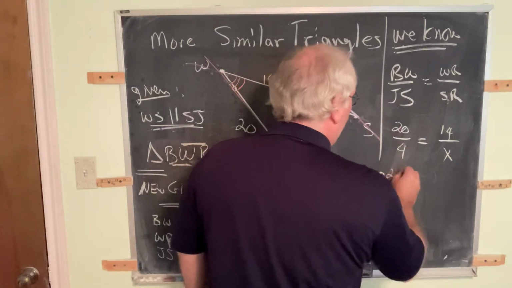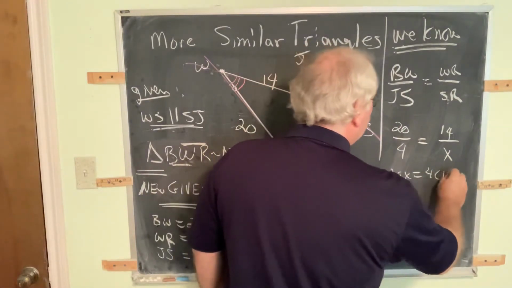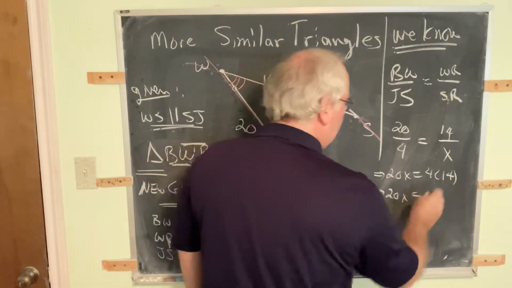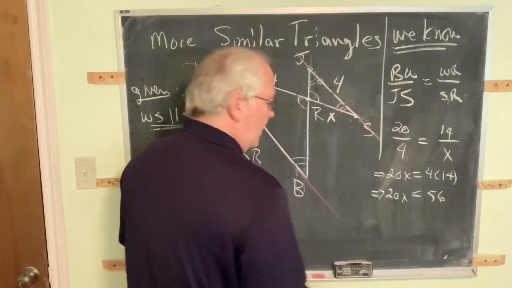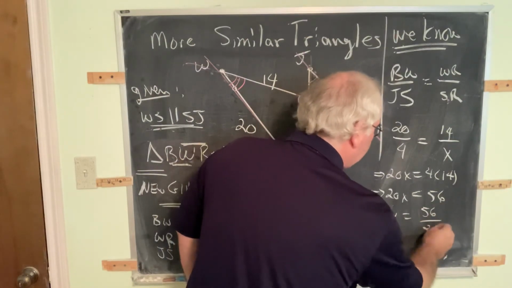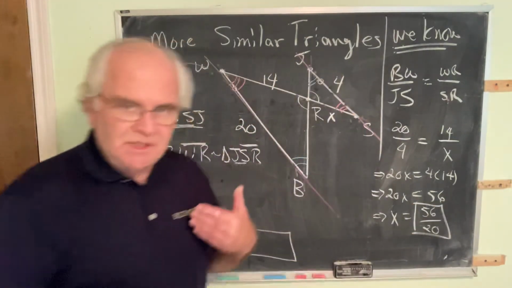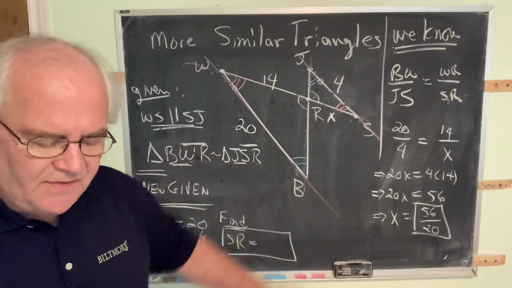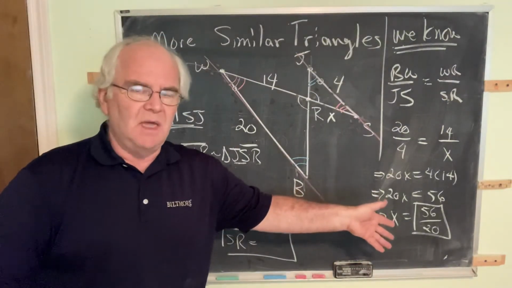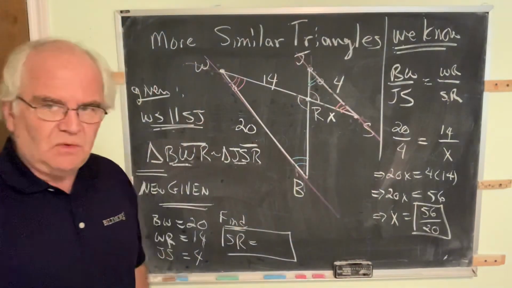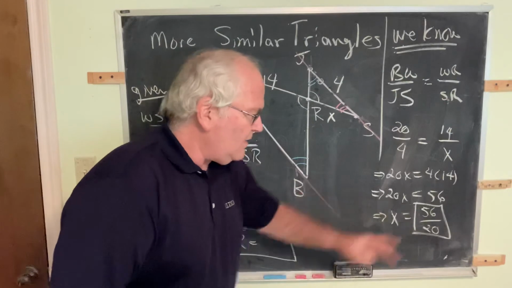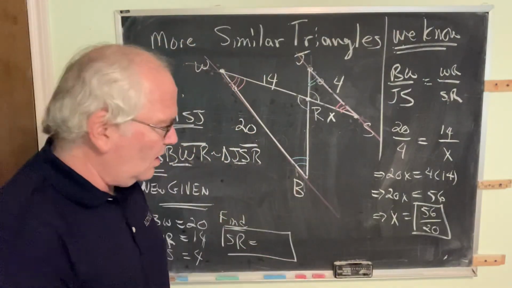So when we cross multiply, 20x is equal to 4 times 14. I believe that's 56. And so x is 56 over 20. As far as I am concerned, you do not need to simplify this. If you want to match your answer to what the textbook says, you will need to simplify your result. If you left your answer at 56/20, that's fine. But you should know how to simplify it if you want to.